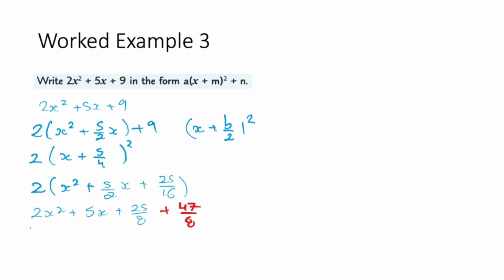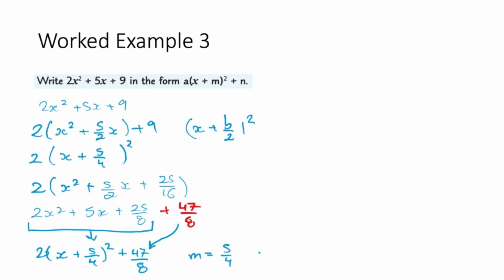And then you convert this expanded perfect square back into its perfect square, so 2(x + 5/4) all squared plus the 47 over 8. So m is 5 over 4, a is 2, and n is 47 over 8.